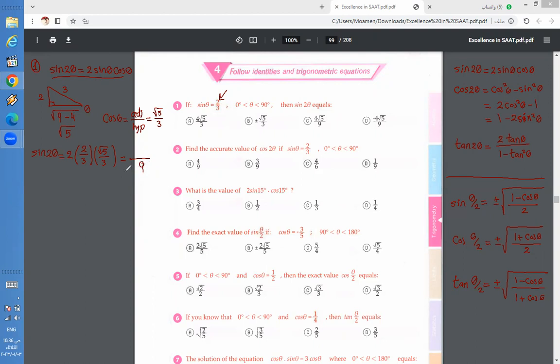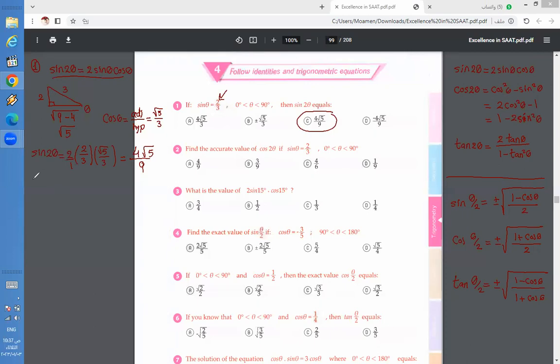Of course, but in the SAT we can't use a calculator. Just multiply up and down. This is 2 over 1, Abdullah. 1 times 3 times 3 is 9. 2 times 2 is 4, and we times the root 5. So the answer will be letter C.